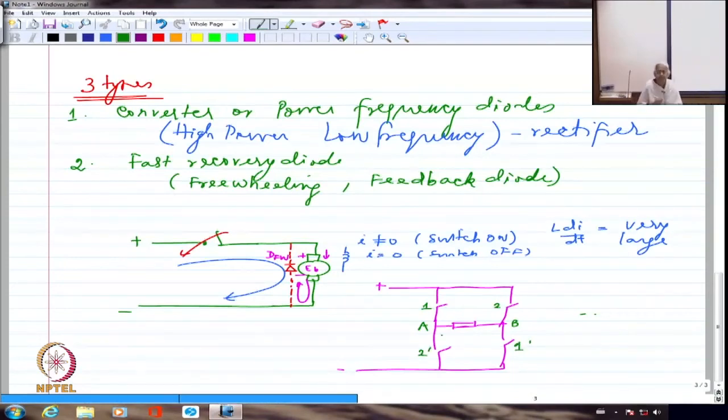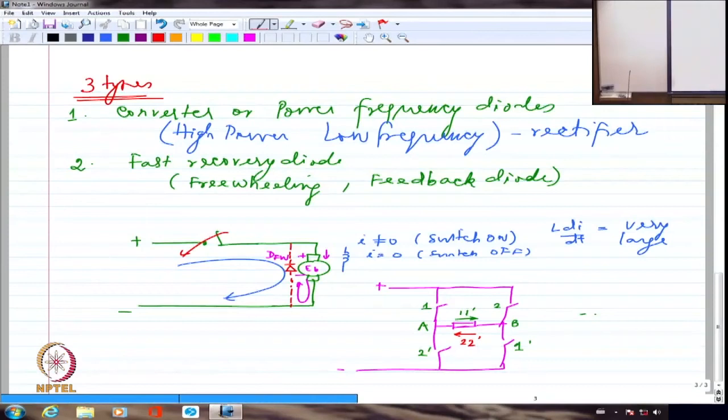Whenever I am having 1 and 1 dash conducting, the current would go in the load in this particular direction. This is for 1 and 1 dash. Whereas if I have 2 and 2 dash conducting, I am going to have the current going in the opposite direction. You get my point? So I would have alternating current flowing through the load depending upon whether I am keeping 1 and 1 dash on for some time and 2 and 2 dash for some time, and how frequently I am doing the switching action. That will decide the frequency of this alternating current flowing through the load. So I can adjust the frequency very well by adjusting the rate at which I am operating these devices 1, 1 dash and 2, 2 dash. And so this becomes an inverter. From DC I am converting this into AC.